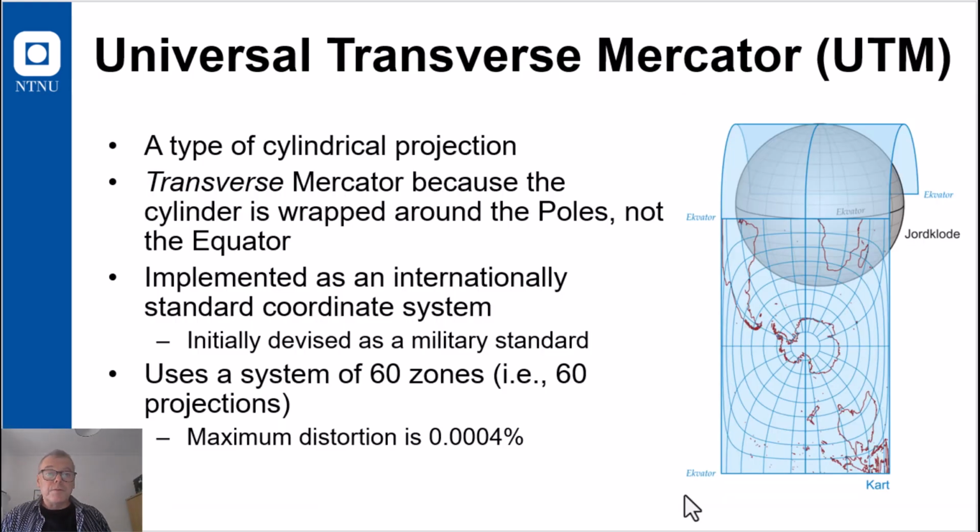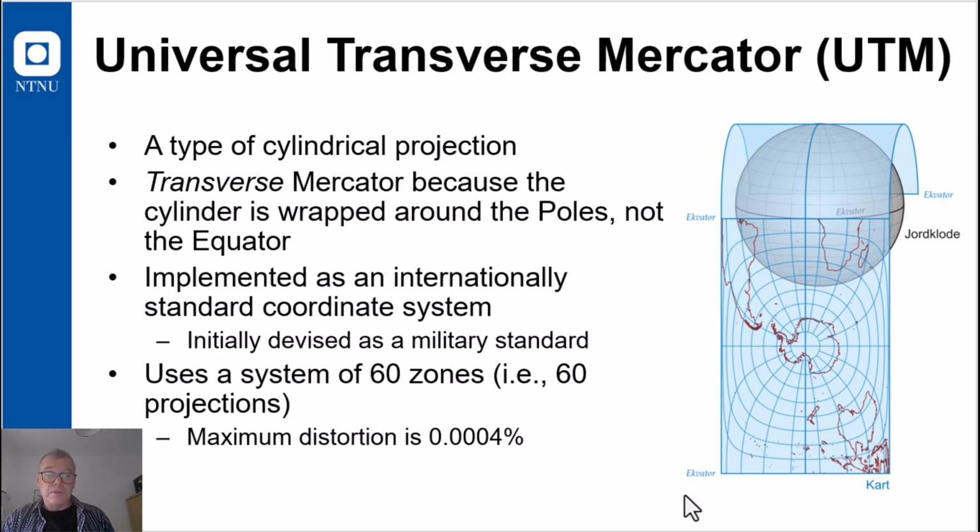So let us wrap up some of the characteristics of the Universal Transverse Mercator. It is a type of cylindrical projection, transverse Mercator, because the cylinder is wrapped around the poles, not the equator. It is implemented as an internationally standard coordinate system, so it's used all over the world. Initially devised as a military standard.